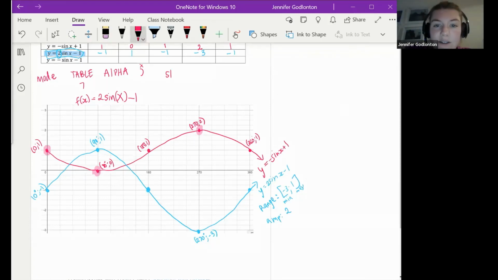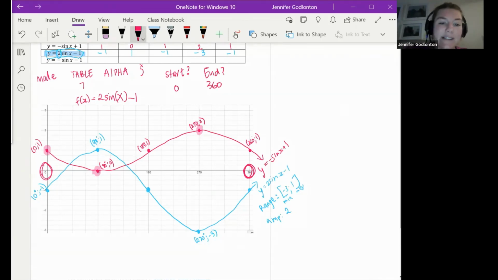When it says start with a question mark, that's saying what is our beginning x value. In this case, our beginning x value is 0, so you're going to write 0. And our end x value is 360, so we're going to write 360. And we're going to push equals.